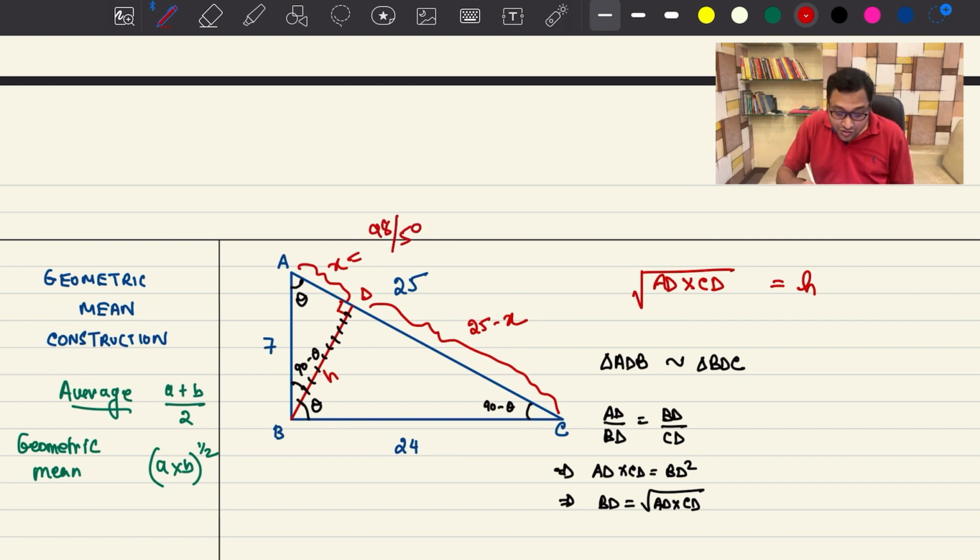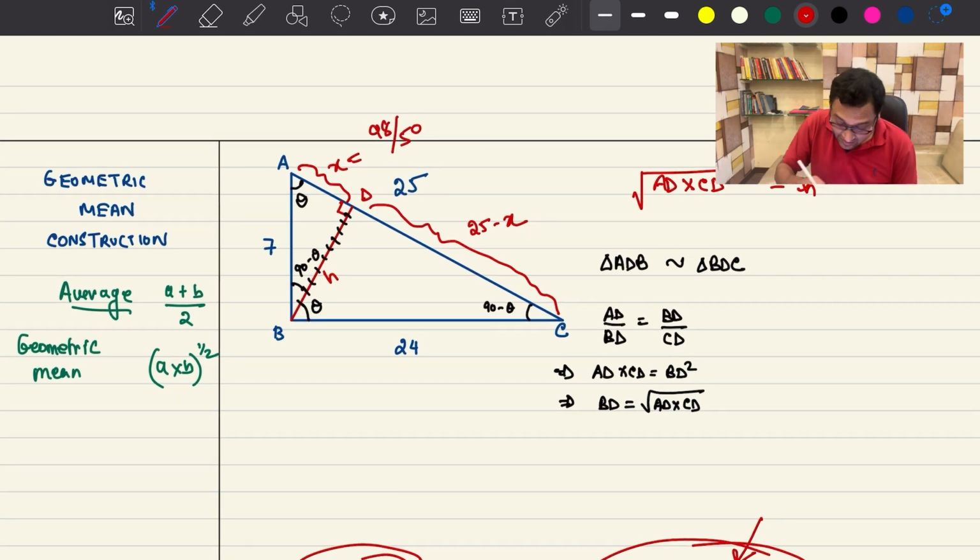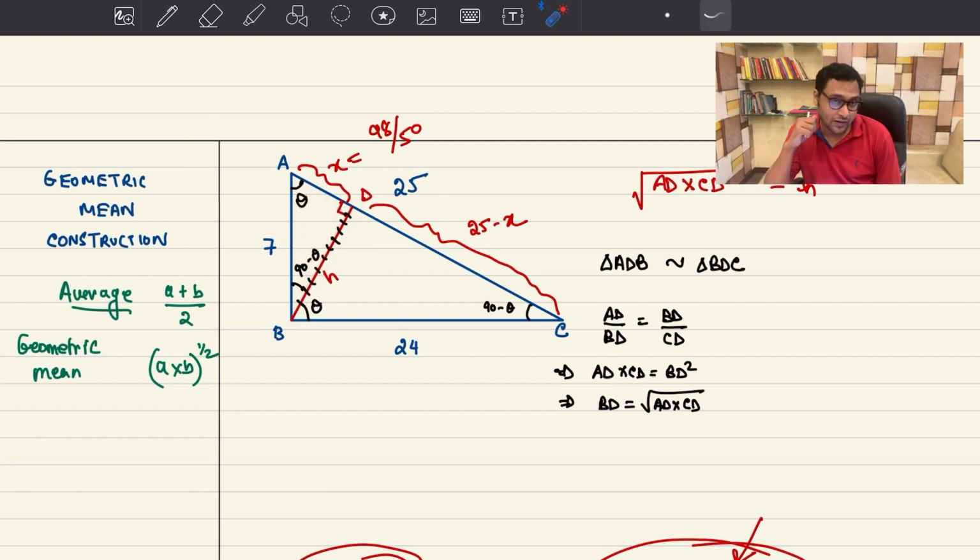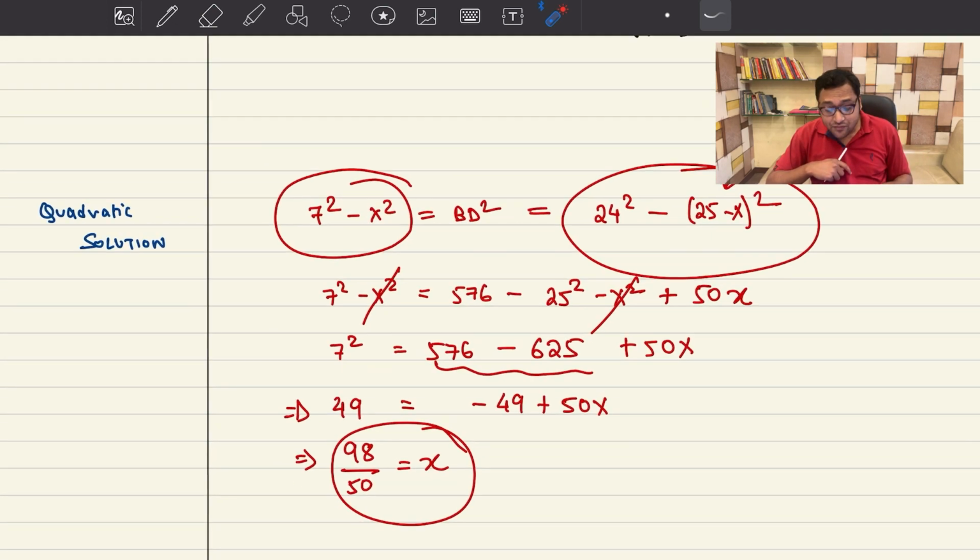So now you can use the Pythagoras theorem again to find the value of BD from this particular triangle. Okay. So this is the general quadratic solution strategy. You just build equations using Pythagoras theorem, equate them, and then square terms cancel off, and then everything works out. You just find x and then you find BD. Okay. It is useful in many problems. So I hope you learned something from this video.